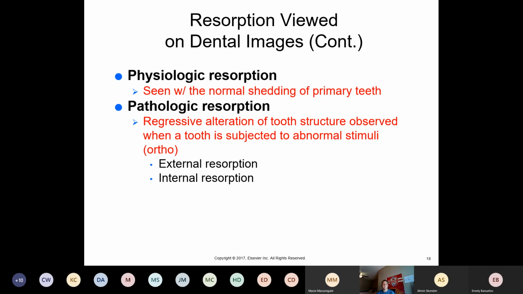Pathologic resorption is something that is due to an alteration of the tooth structure. It's that tooth has been subjected to some sort of stimulus that caused it to resorb. The most common that we see is orthodontic movement. Many times in adult ortho, if they move adult teeth too quickly, we'll see this occur at the roots.